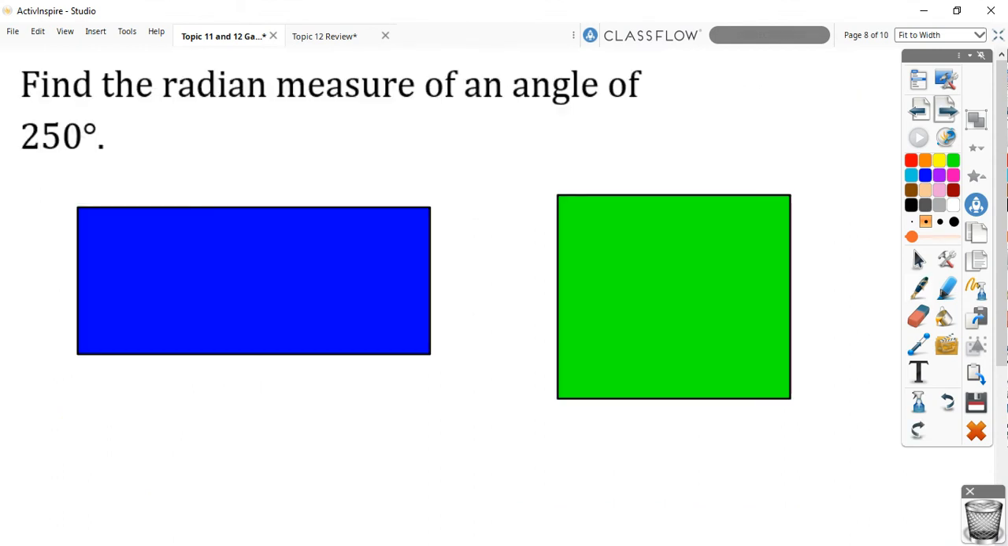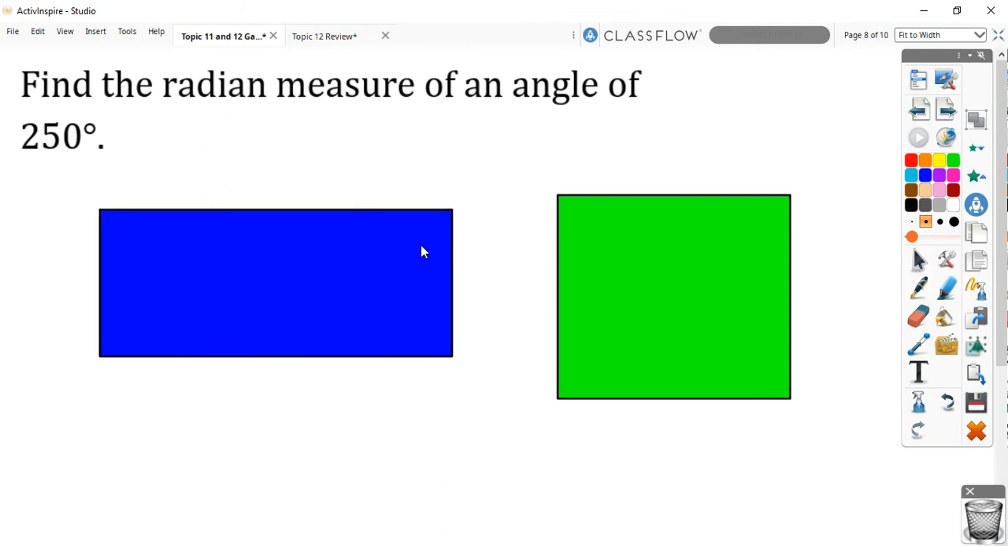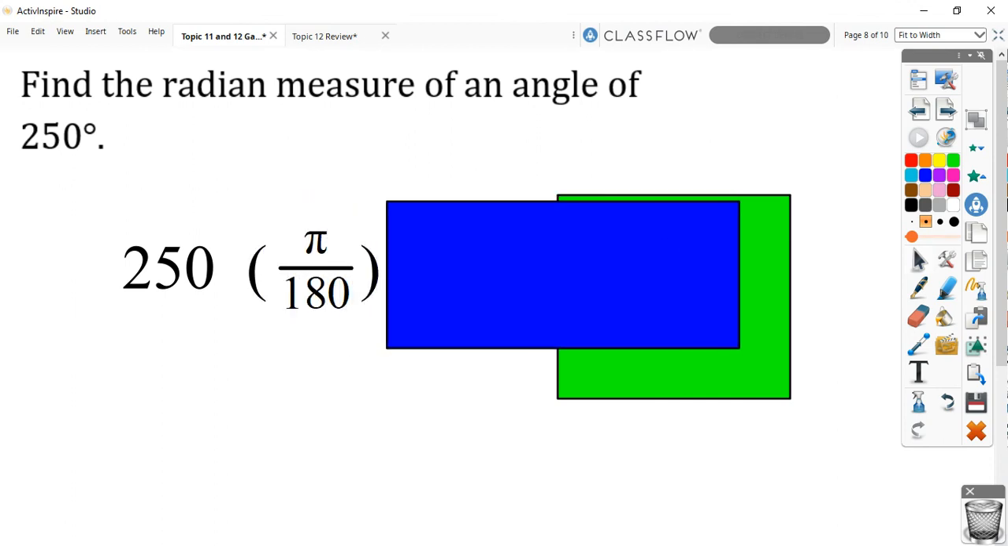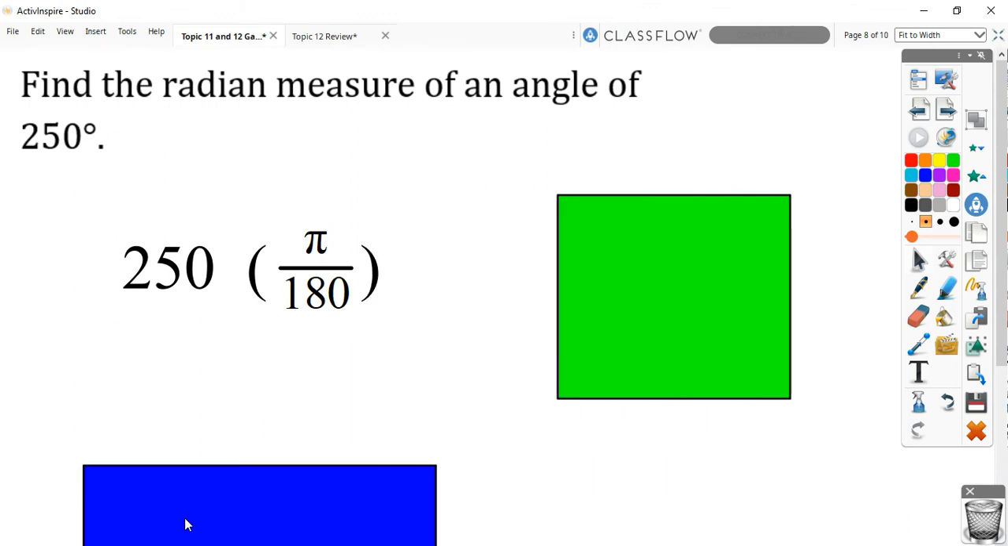Go on to this next one. Finding the radian measure of an angle. This is from way back in topic 11. This is way on back there, but I know it's in your brain somewhere. If you're converting from 250 degrees and it wants us to find the radian version of that, we start off with 250 degrees and we multiply it times pi over 180. This is in your notes. This is something you could write down on a formula sheet.